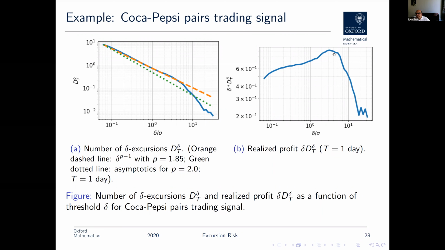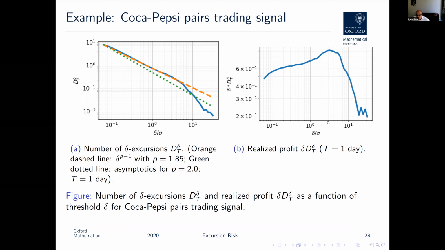So this gives interesting information. It says that with this signal, it is not optimal to take the highest frequency you can, or the smallest threshold you can. In fact, there is an optimal threshold, which in this case is around 2 standard deviations. So it's not very small.